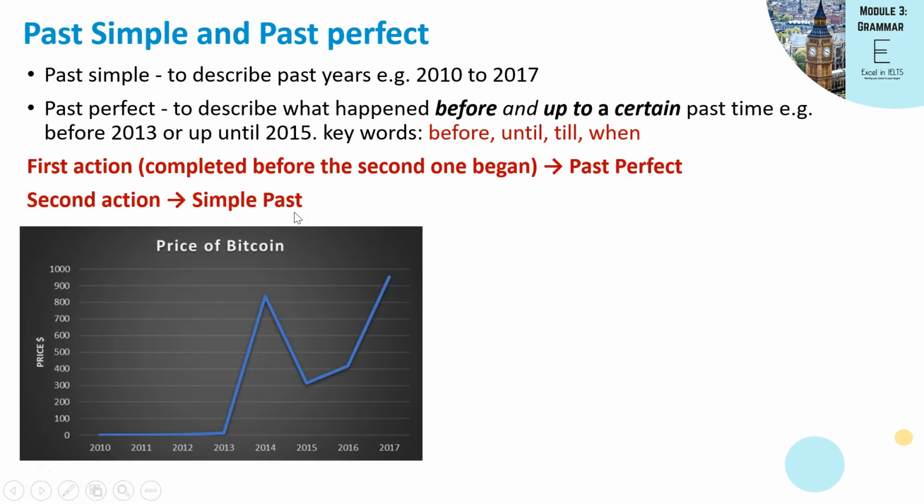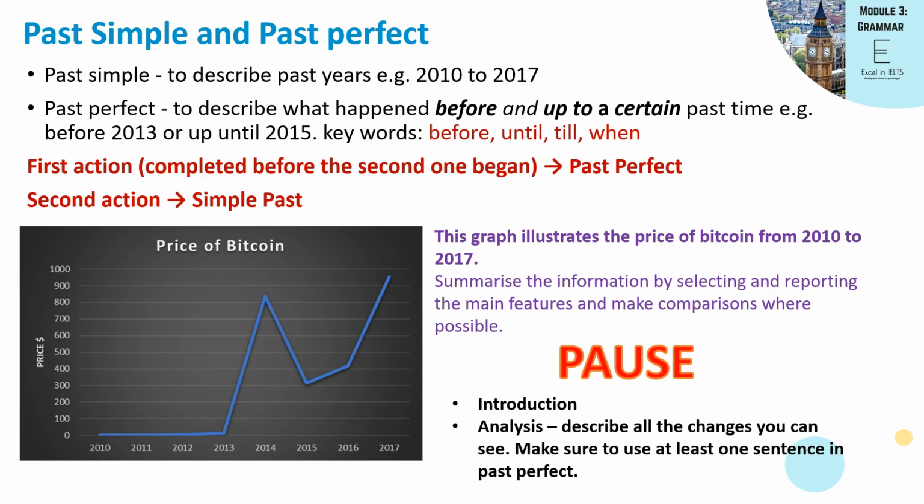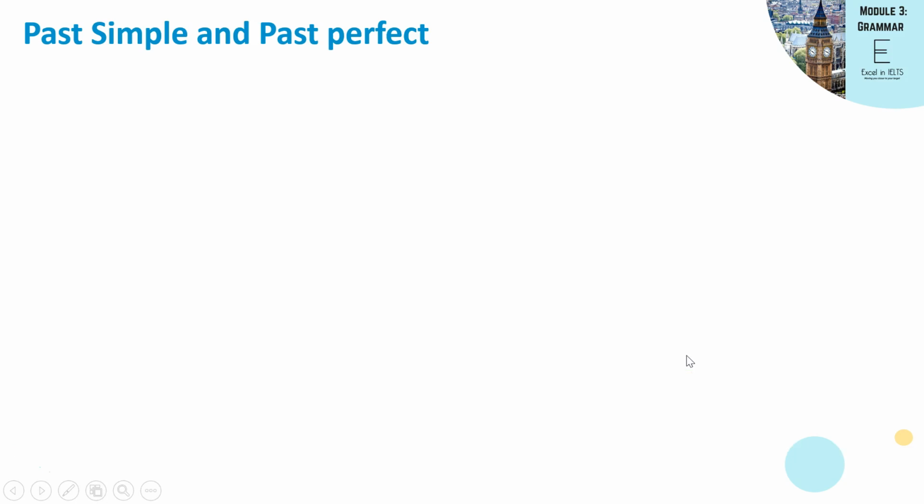So if you look at this chart, it's looking at the price of Bitcoin, and what I want you to do is pause here again and paraphrase the question to write your introduction, and then analyze this chart for me so you can describe all the changes that you can see from 2010 to 2017. Try to use at least one sentence in the past perfect too. Let's have a look at what I wrote.